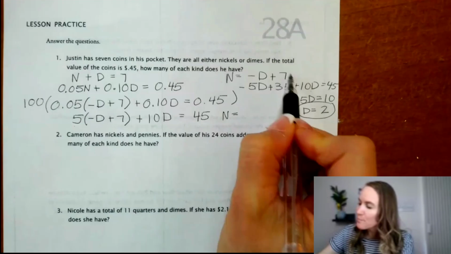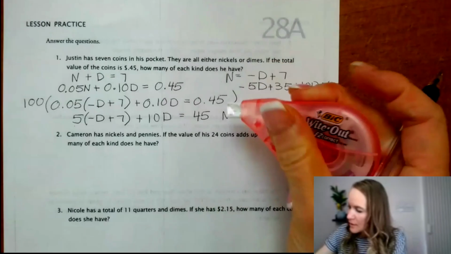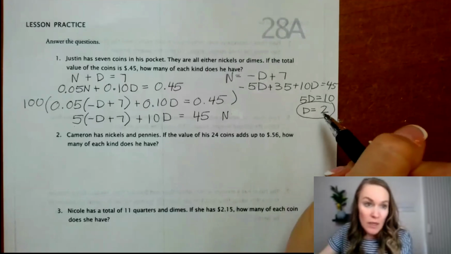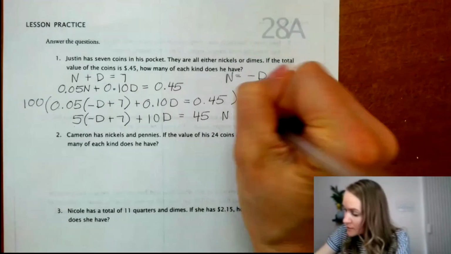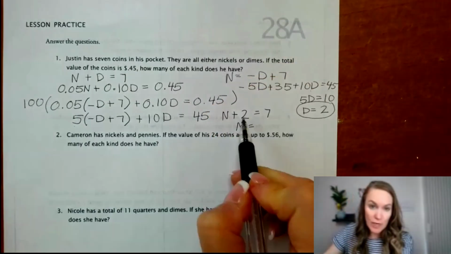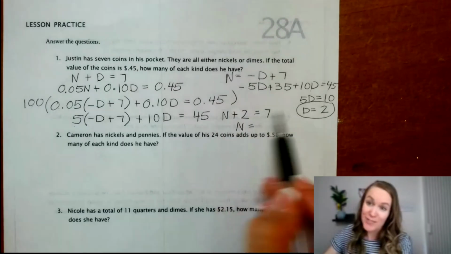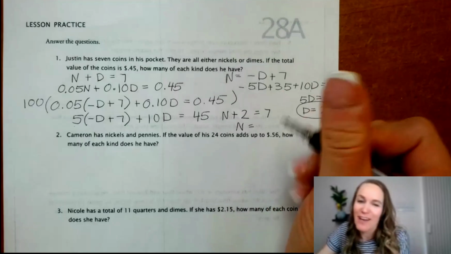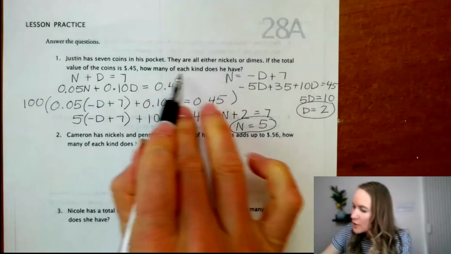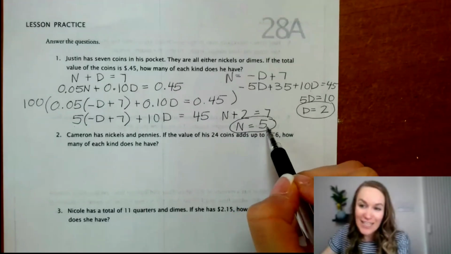Well, I could stick it in here, but I'm just going to stick it in my original equation. It's really best practice to do that, just so we don't make any mistakes. So N plus 2 equals 7. That means N, right? We got to subtract 2. 7 subtract 2 is 5. Another way to think about it is something plus 2 is 7 is 5, right? Our brains can do that pretty fast. So N equals 5. So how many of each kind does he have? I have 2 dimes and 5 nickels.